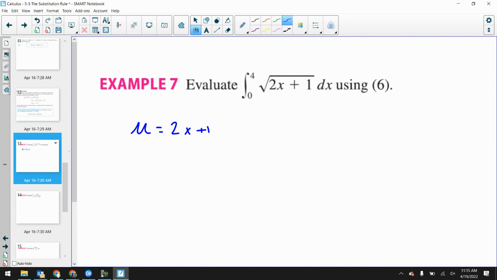So du, come on, du is 2 dx, right? Because the derivative of 2x is just 2, and the 1 will go away, and don't forget we have to tack on the dx. Okay, now, is there anything, think about it, I have square root of u now, and then dx. Is there anything with the dx? No. So that means I need to get this 1/2 over to the other side. So dx is equal to 1/2 du.